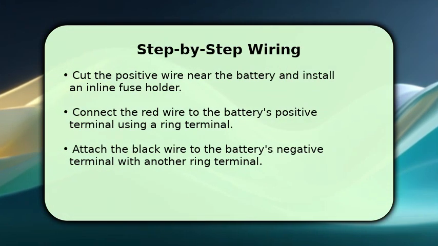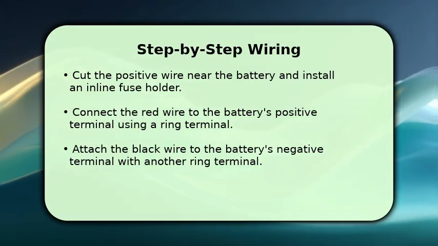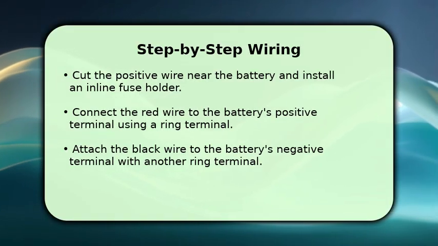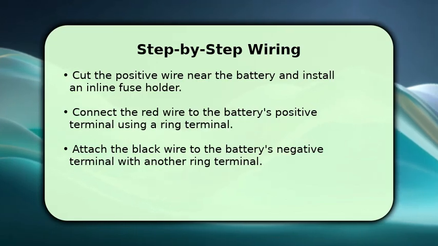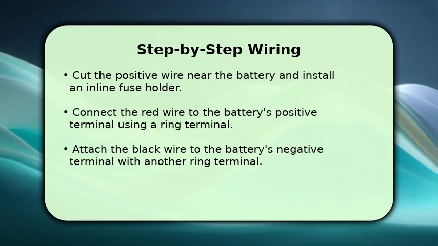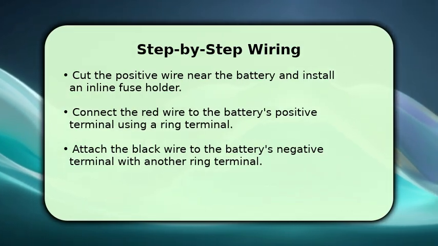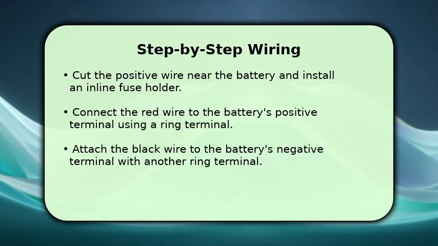Now, let's connect your fish finder. First, cut the red positive wire a few inches from the battery and install your inline fuse holder. Next, attach a ring terminal to the red wire and connect it securely to the battery's positive terminal. Do the same for the black negative wire, connecting it to the battery's negative terminal. Crimp all connections firmly and use heat shrink tubing to protect them from moisture and corrosion.